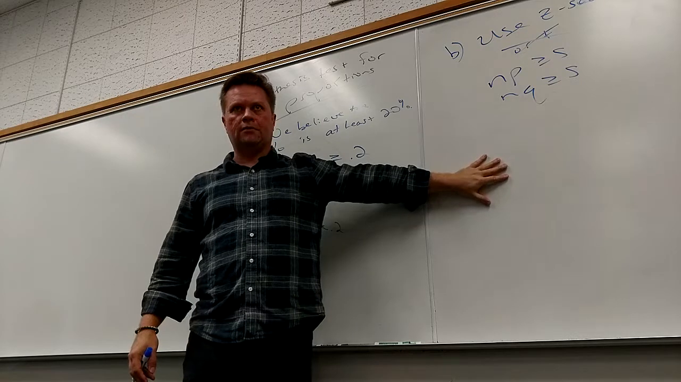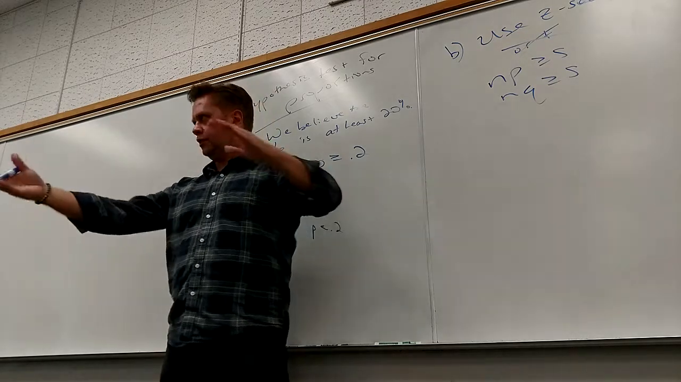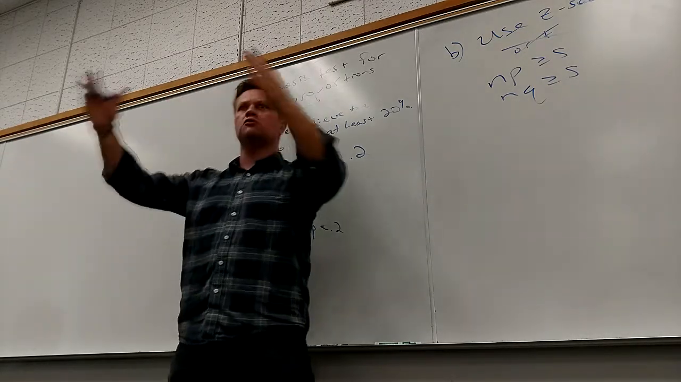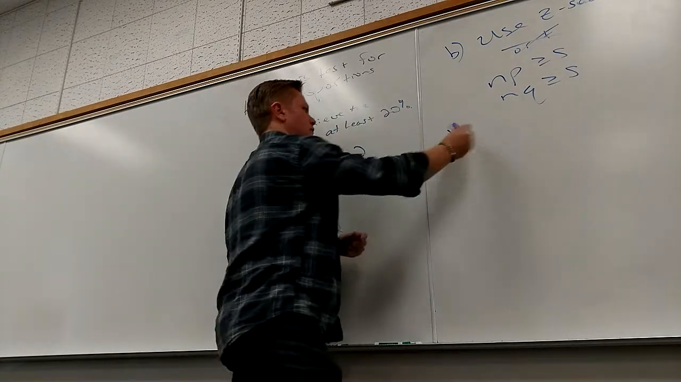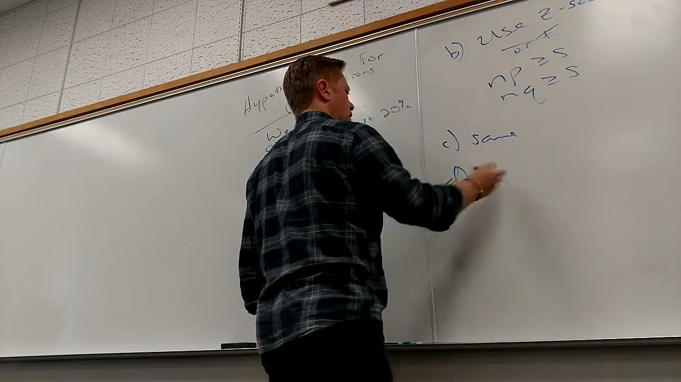Part C is the same. I'm going to give you an alpha, right? And you're going to figure out where the rejection region is. So that third step's the same. It's the fourth step that we got to have some trouble.